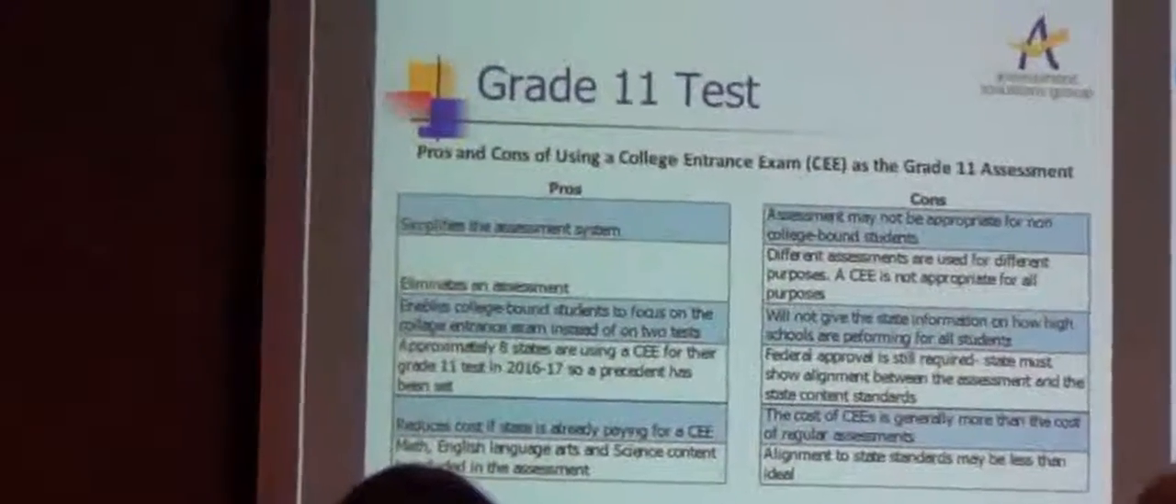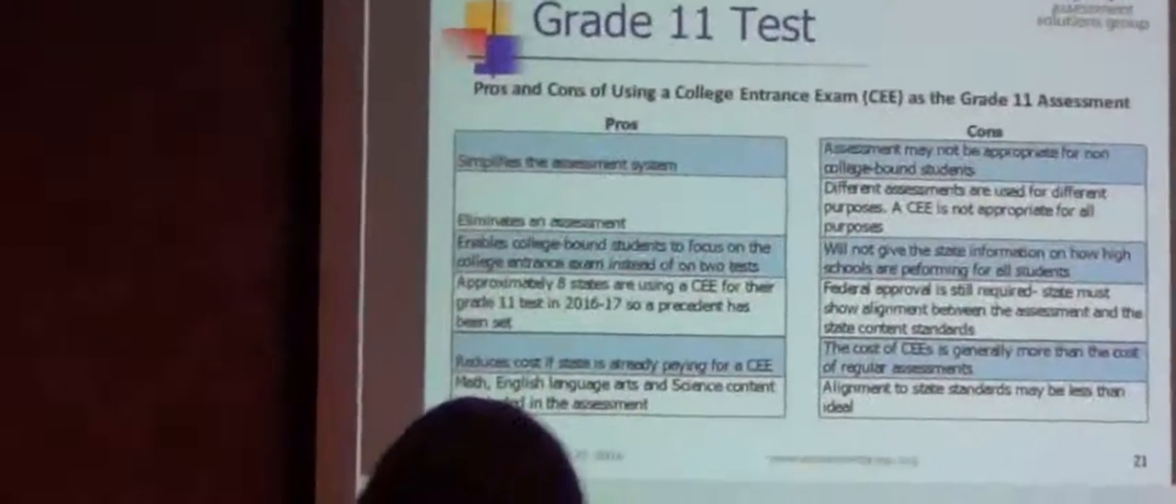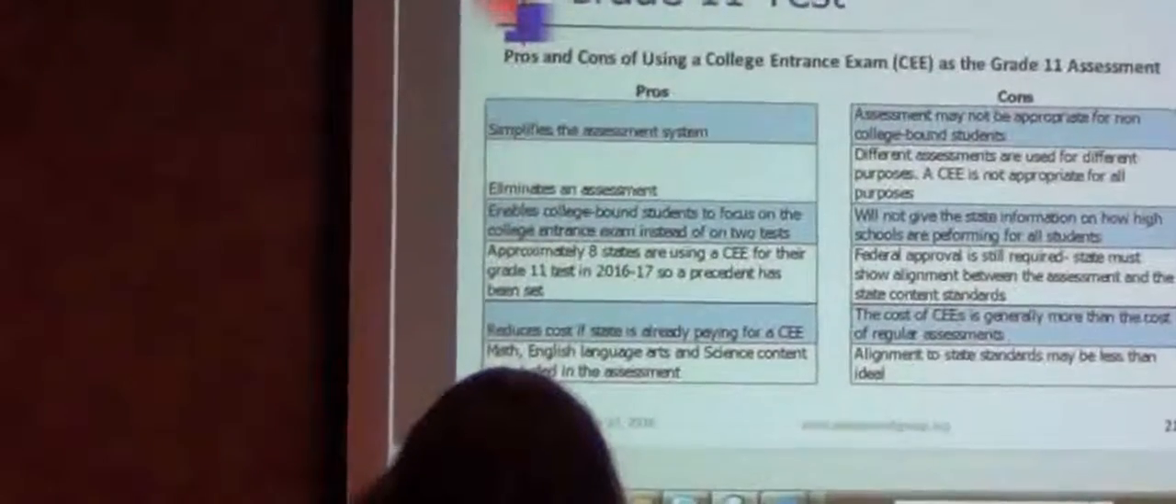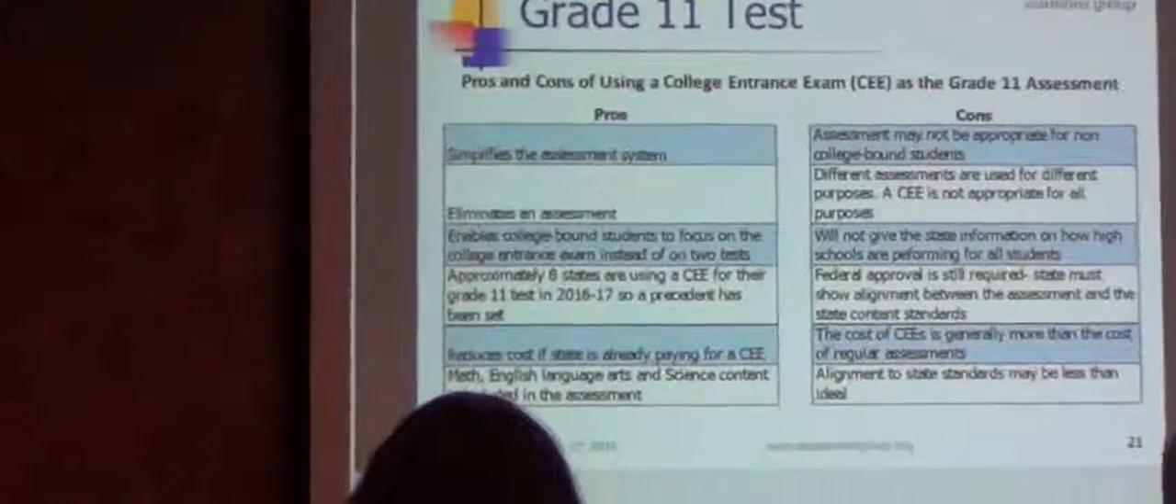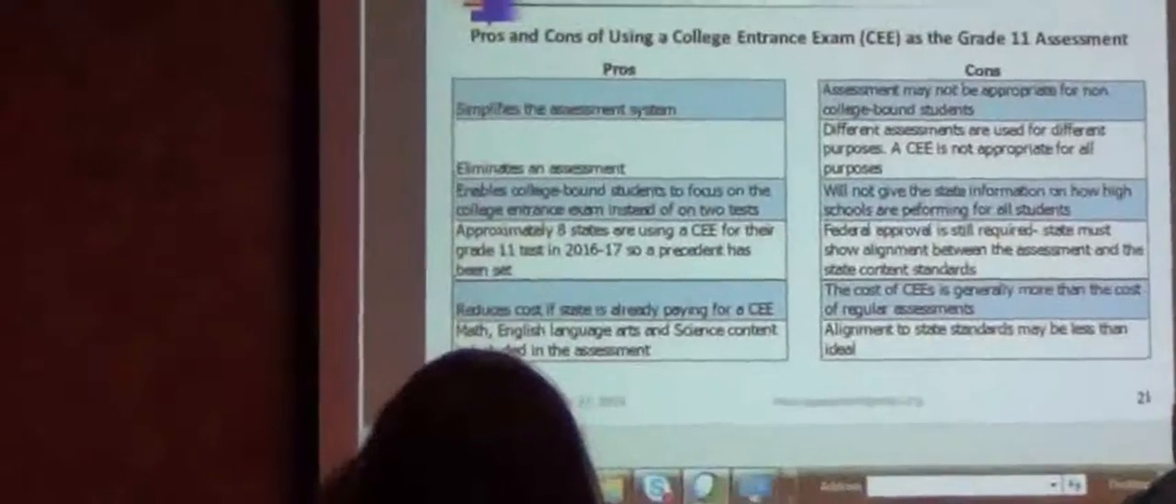The cost of the college entrance test is more than the cost of regular assessments. In Michigan, the cost went from $19 a student to $85 per student, and now is upwards of $130 per student.